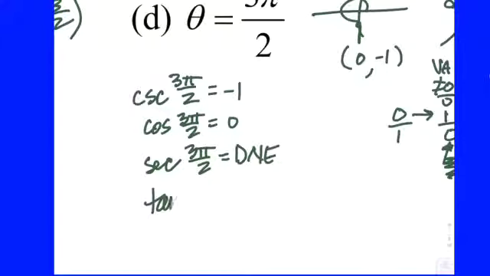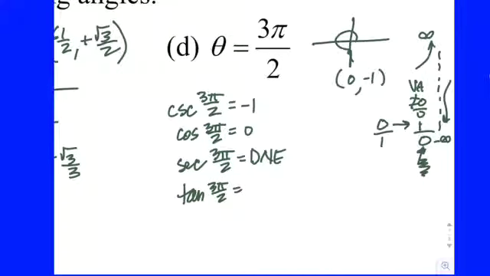Okay, how about tangent of 3 pi halves? It's y over x. Yeah, it's negative 1 over 0. Can't divide by 0. Now notice that secant is r over x. Tangent is y over x. Those are the only two trig functions with x in the denominator. And so when x is 0 on the y-axis, they're both DNE. But you can understand that, or you could just go with the ordered pair.